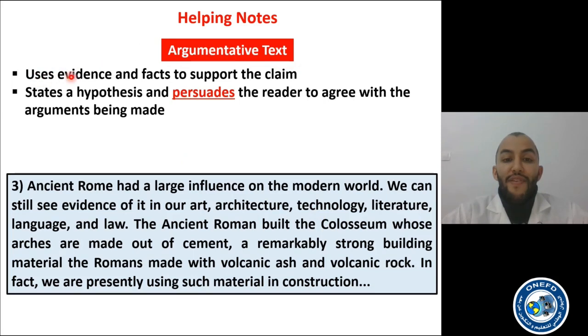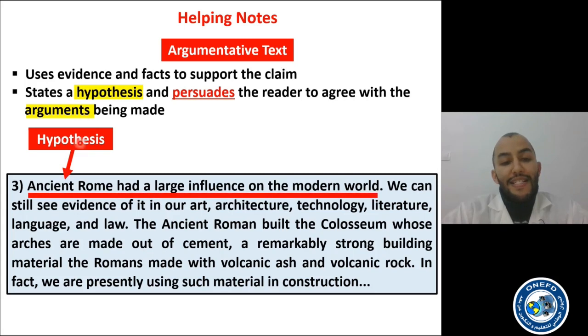This text uses evidence and fact to support the claim. It states a hypothesis and persuades the reader to agree with arguments being made. Okay, so there's a hypothesis and there are arguments. He gives a hypothesis and then he's going to argue for the stated hypothesis. Okay, now let's see. This is the hypothesis. The first one: ancient Rome had a large influence on the modern world.